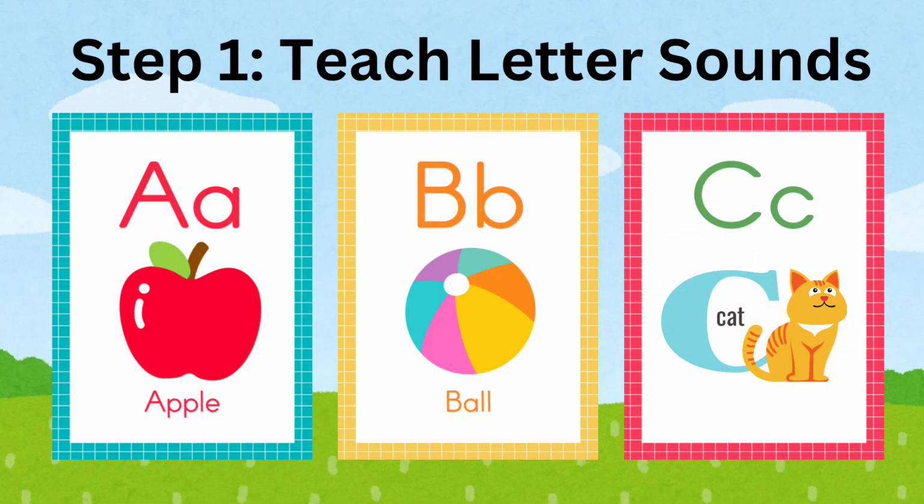Before reading words, beginners must know letter sounds, not just letter names. Say A as in a, apple. B as in b, ball. C as in k, cat. Use flashcards or fun games to help them remember.